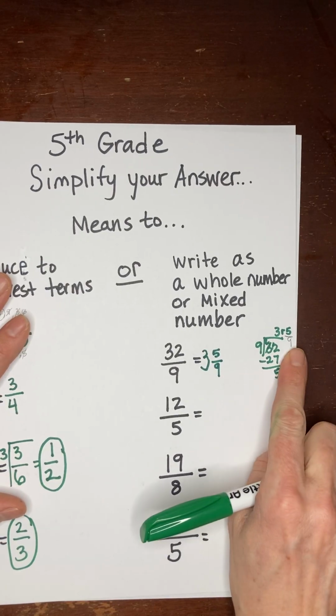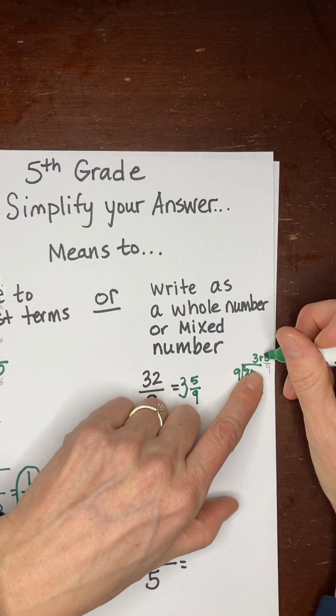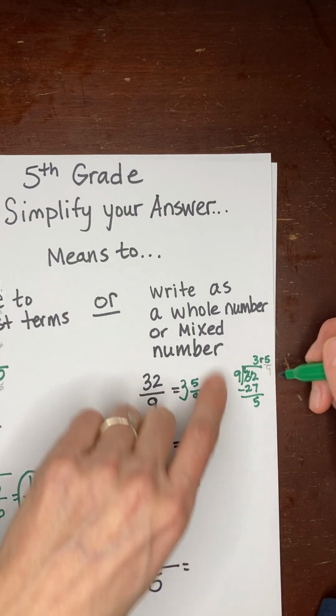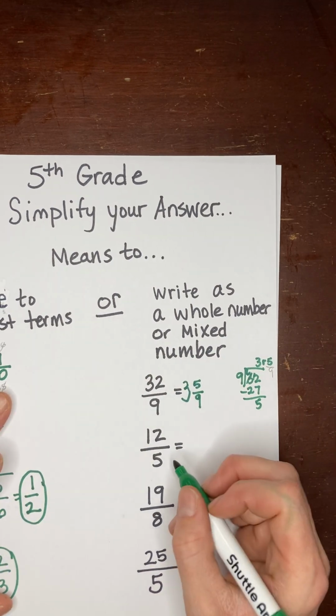Okay, kind of a cool little hack, isn't it? All right, but we want to remember that if we're going to show the 5/9, technically we need to get rid of that remainder sign, that R, because the remainder is not 5/9. The remainder is 5. But if we get rid of the R, then we have 3 5/9.